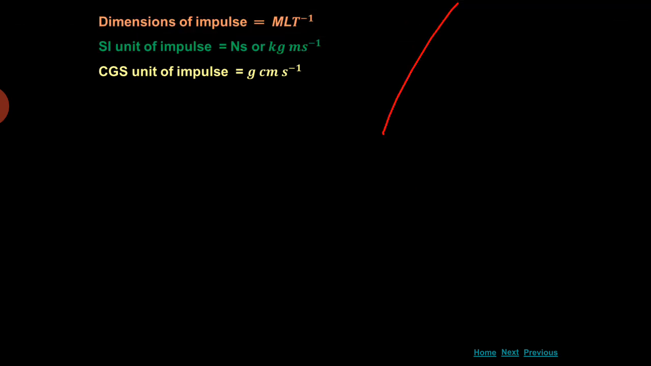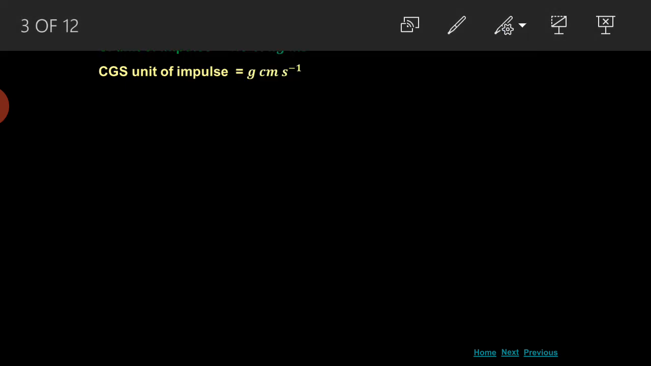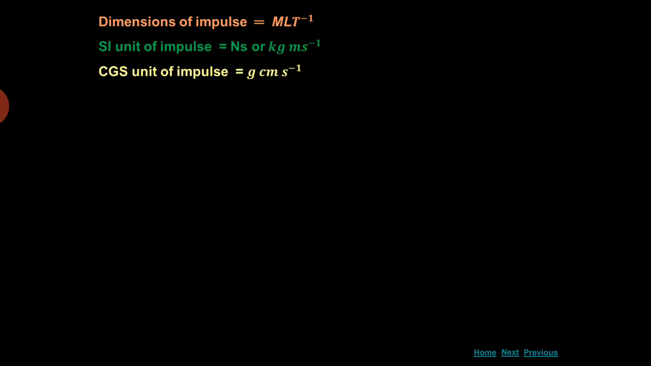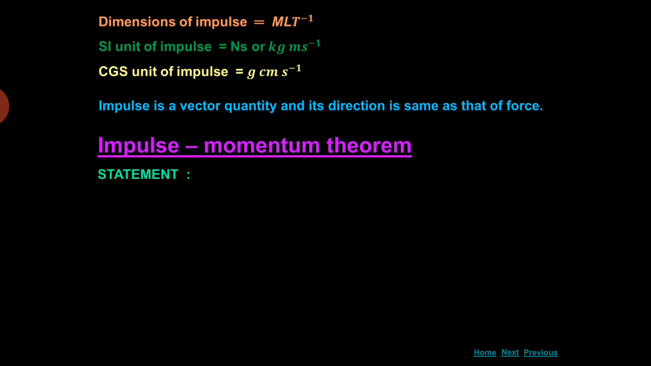So what about the SI unit? As it is given by the product of force and time, the SI unit of impulse is Newton second or kilogram meter per second, and the CGS unit of impulse is gram centimeter per second. It is a vector quantity and its direction is the same as that of force.